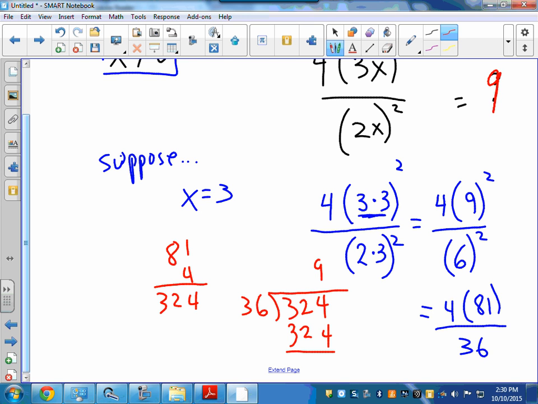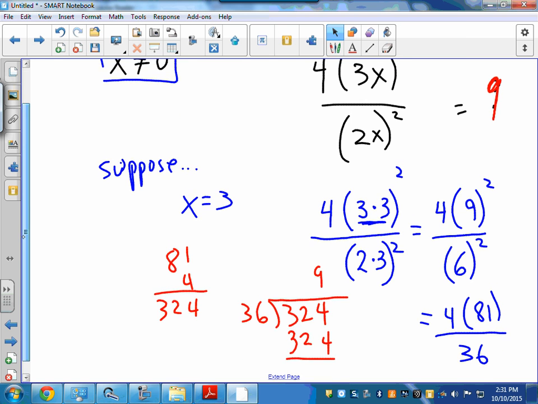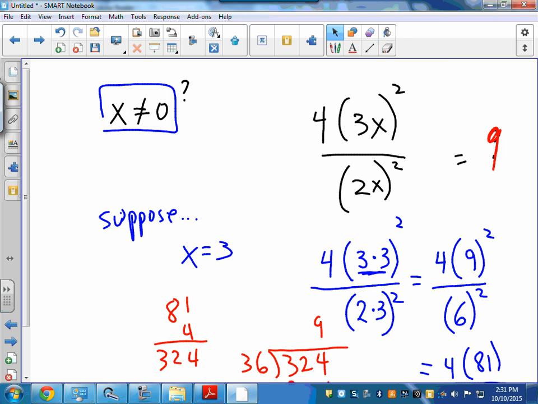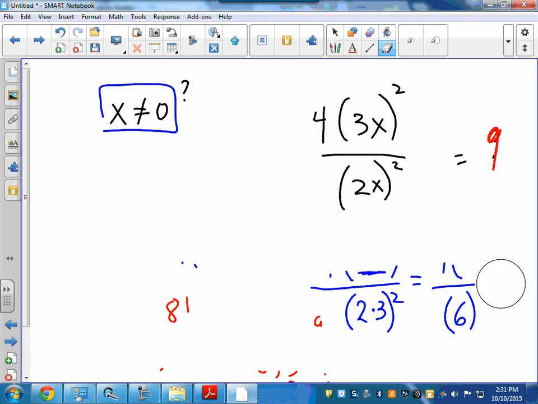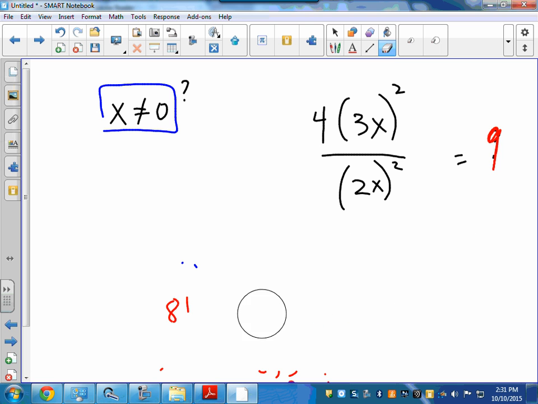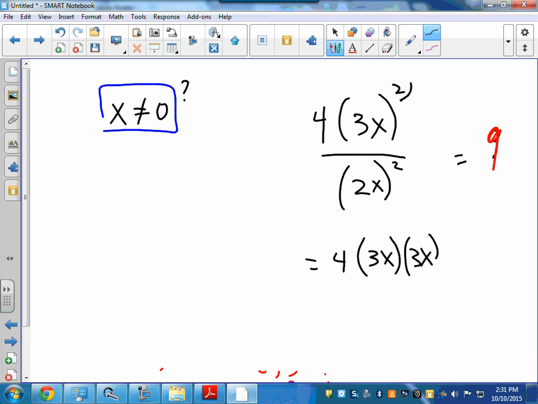Now, do you have to do it that way? Of course not. Can you do algebra? Of course you can. But I'm just showing you that you can do this without algebra if you just pick a number for x. You could pick any number for x except for 0, and I would avoid 1 as well. I chose 3. Let's do it the algebra way. This works out to be 4 times 3x times 3x, that's what 3x squared means, divided by 2x times 2x. Okay, so I'm just going to rearrange things here.